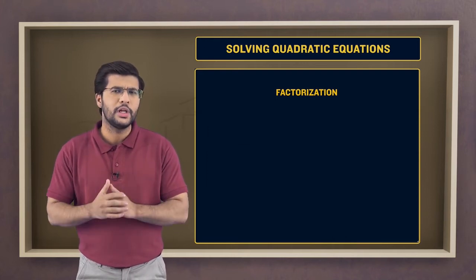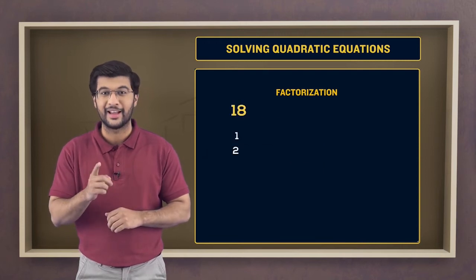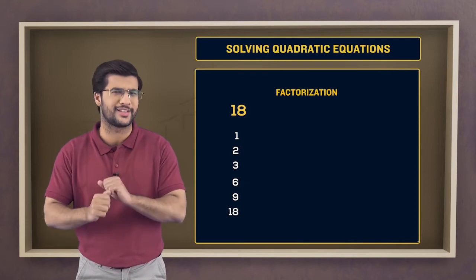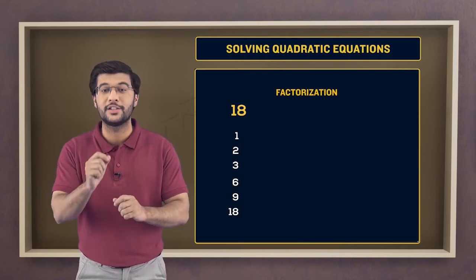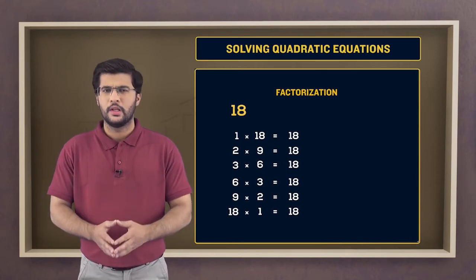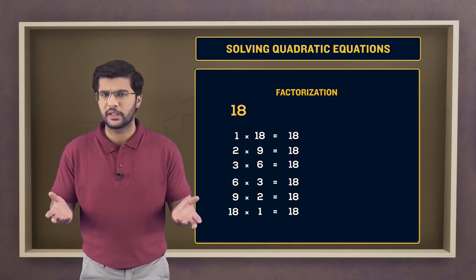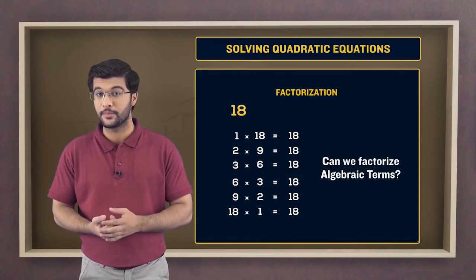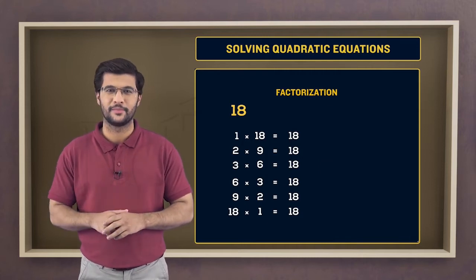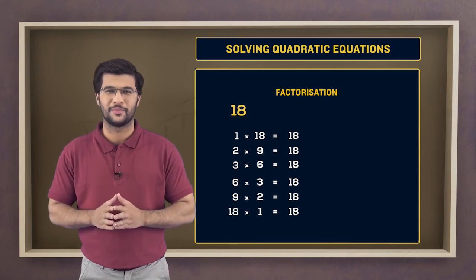So, can you tell me what the factors of 18 are? Yes, yes and yes. You have identified them quite flawlessly. The product of these specific pairs of factors gives 18 indeed. So tell me this, if we can factorize numbers, can't we factorize algebraic terms? We sure can, and just as easily. But how though? Let me tell you how.